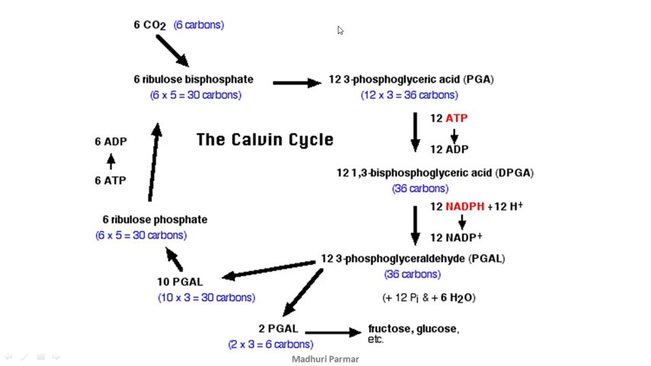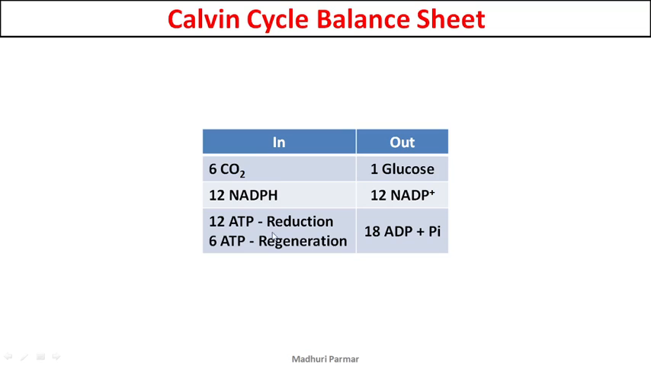Clear? Just pause this screen and draw this diagram in your book, because I know it will be simpler for you when you try to refer to it. This here is the complete diagram which is required for your understanding of the Calvin cycle. Fine. From this cycle, let us now understand the balance sheet.